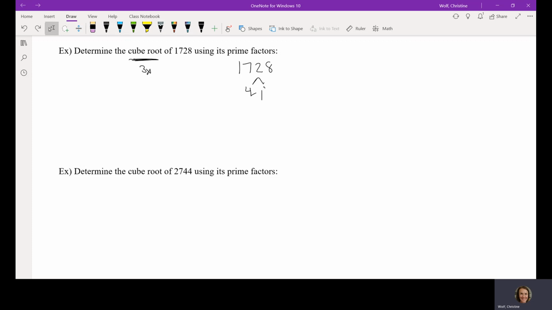I don't know why my pen's doing this. Sorry, you guys. Like I said in class, I'm still trying to figure this out.